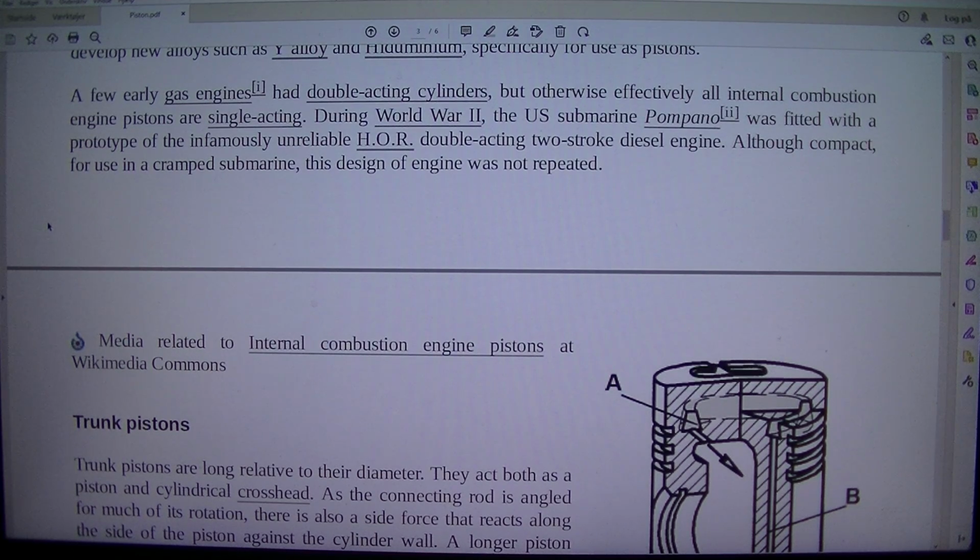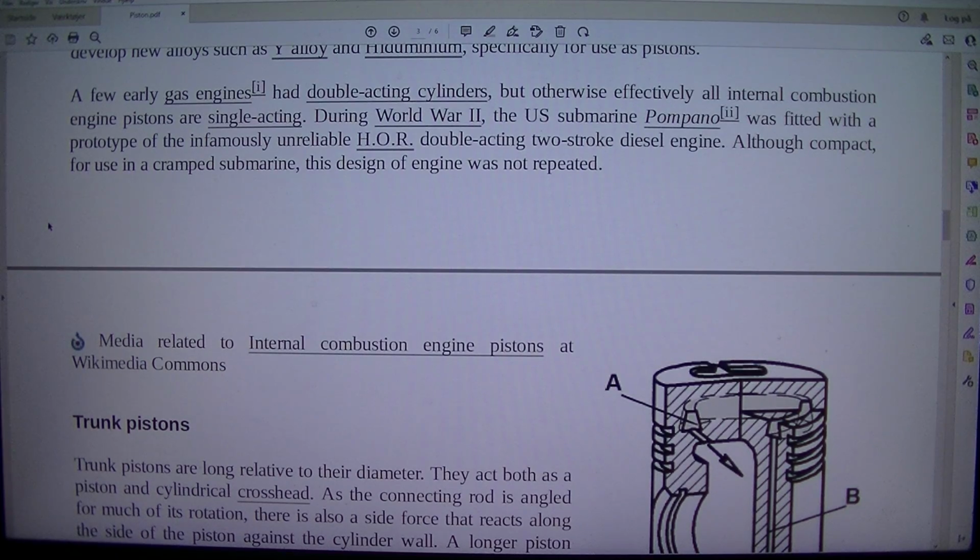During World War II, the U.S. submarine Pompano II was fitted with a prototype of the infamously unreliable H.O.R. double-acting two-stroke diesel engine. Although compact for use in a cramped submarine, this design of engine was not repeated.